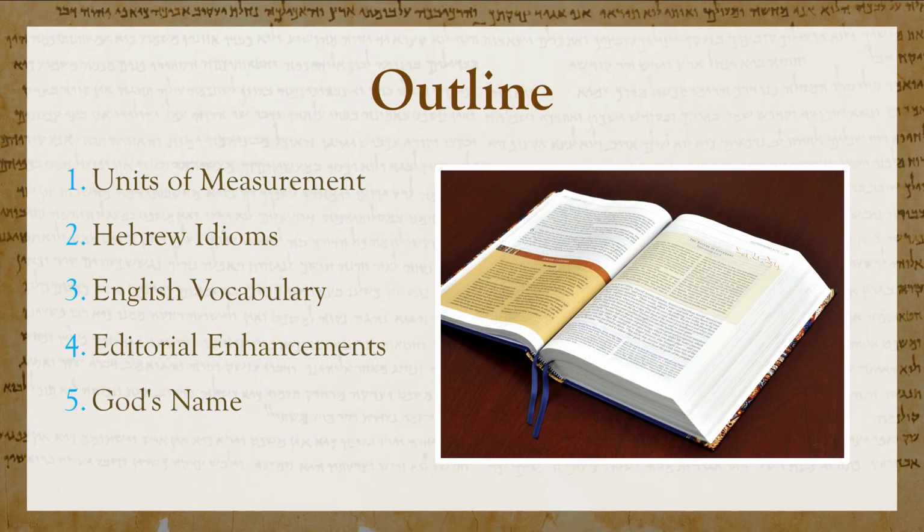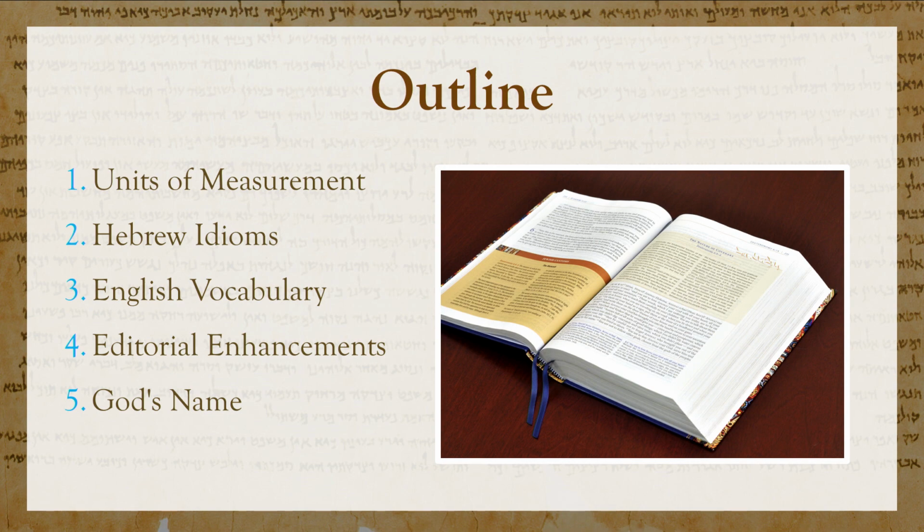So let me show you what we're getting into today. We basically have 5 topics. Number 1, units of measurement, and I would put currency in there with that. Number 2, Hebrew idioms. Number 3, English vocabulary. Number 4, editorial enhancements. And number 5, God's name. So instead of really introducing this a lot, I just want to dive right into units of measurement to show you how this all works.